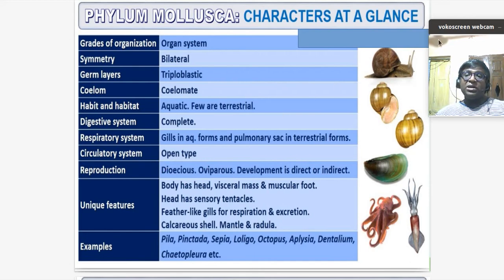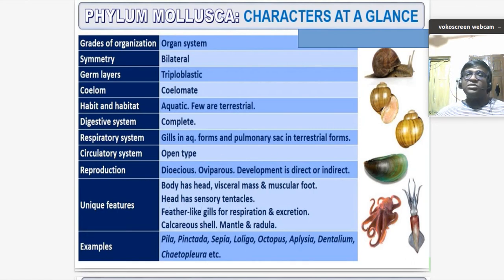Circulatory system is open type because the heart directly pumps the blood into body spaces. Reproduction is dioecious. They have male and female organisms separately. Development is direct or indirect, which implies the young one might directly form the adult or they undergo a larval stage. If they undergo larval stage, we call the development as indirect.